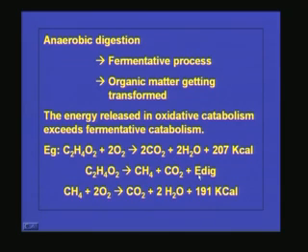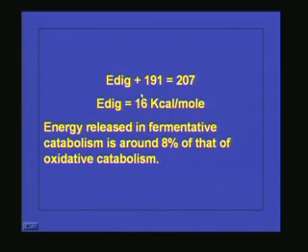So what will be the energy of this digestive process or anaerobic catabolism or fermentative catabolism? So we can write like this: energy liberated in the digestive process plus 191 kilocalories will be equal to 207 kilocalories, or the energy released during the digestive process is only 16 kilocalories per mole, whereas in aerobic process or oxidative phosphorylation, for the same 1 mole of organic matter we will be getting an energy of 207 kilocalories per mole. So that is what I have written here. Energy released in fermentative catabolism is around 8% of that of oxidative catabolism. So this is very important.